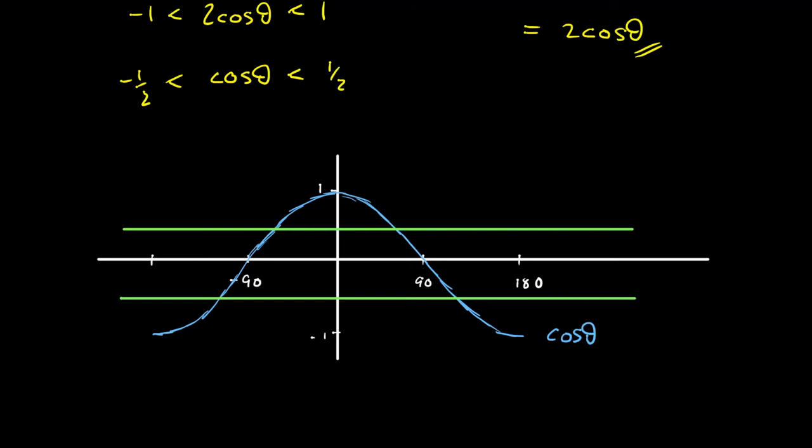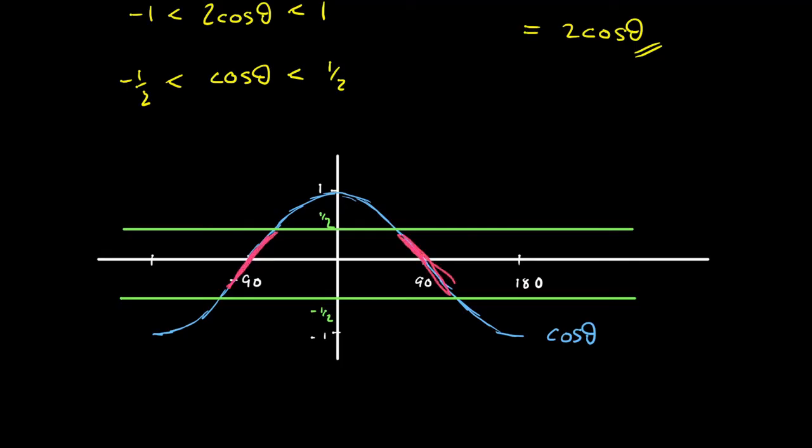Right, so there we go. That's our 1/2 and -1/2. So we want to find the values of cos theta which are in those boundaries, which are going to be these values here and these values here, right? So I can shade in the parts that I'm interested in. I want these values, okay?